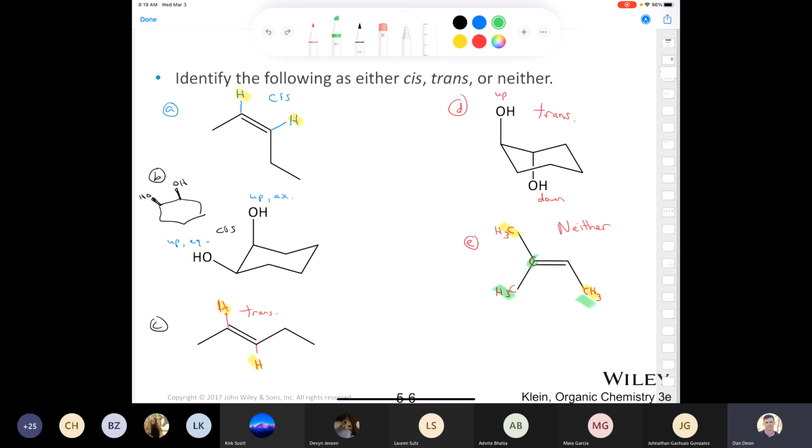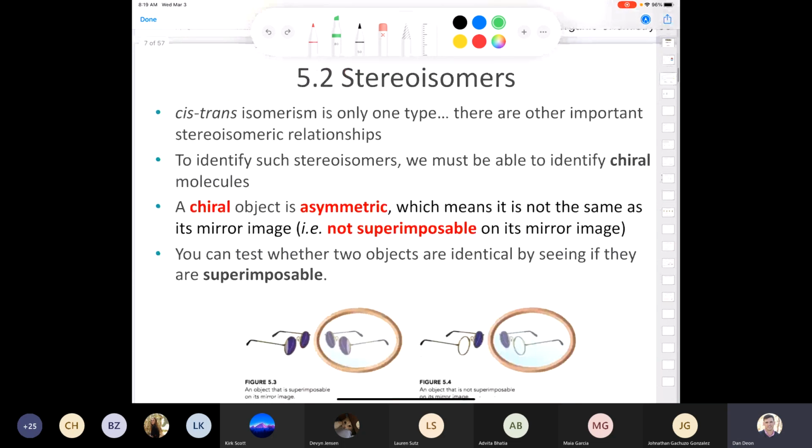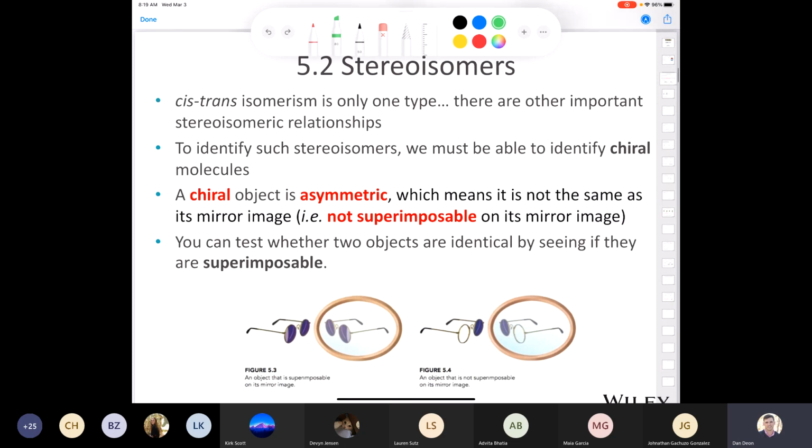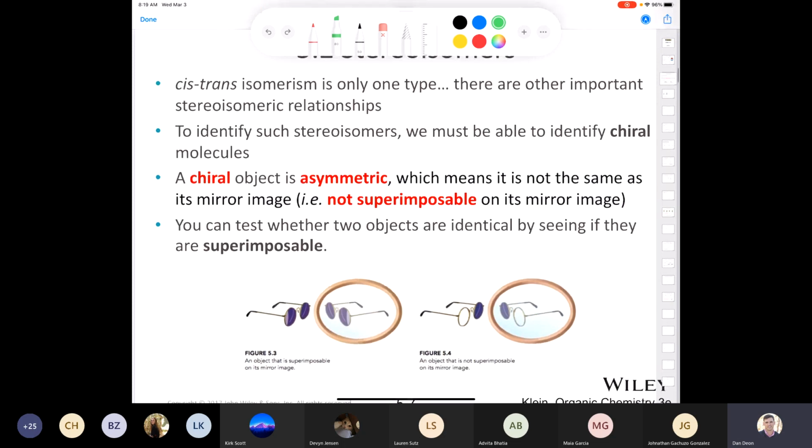All right. Well, let's move on to section 5.2, which is where we really turn up the heat. Okay? So it says here cis-trans isomerism is only one type of isomerism. There are many other important stereoisomeric relationships. In this course, we just go over the most important ones. It's a broader subject than what we learn in Organic Chemistry 1.